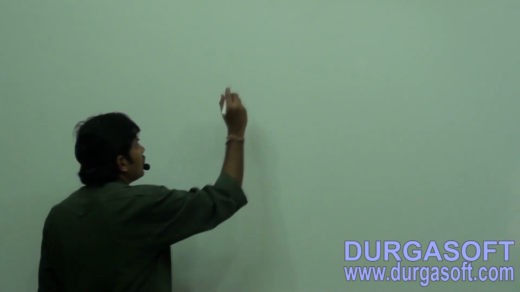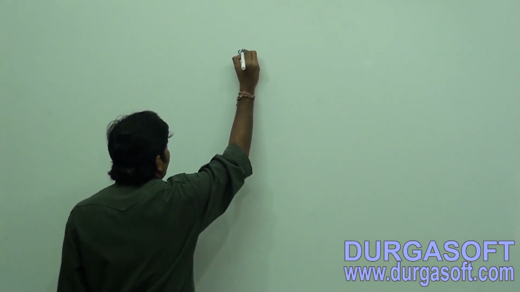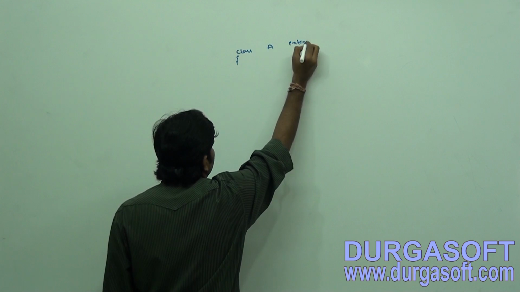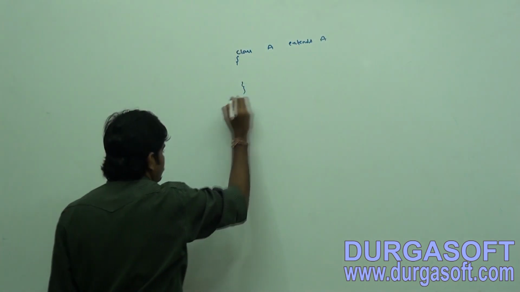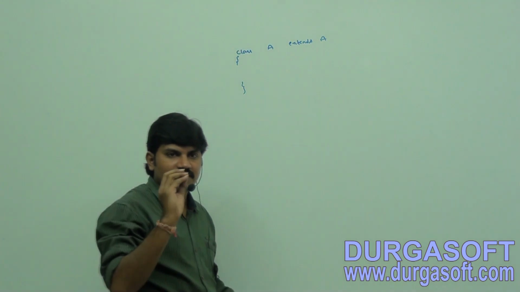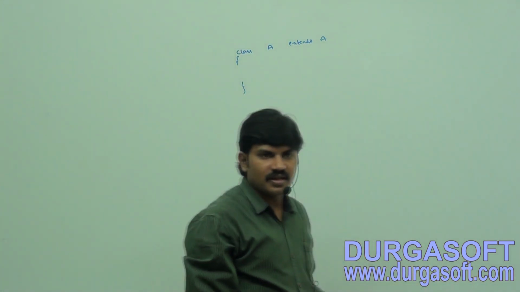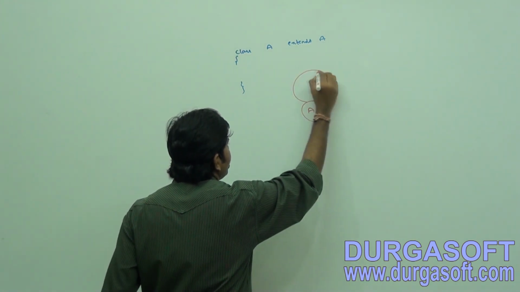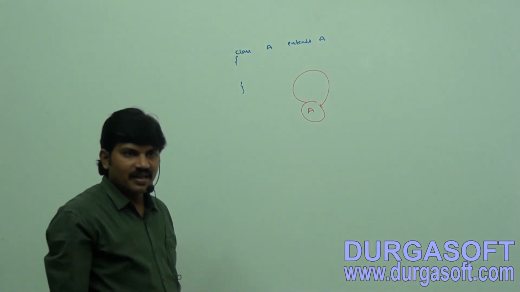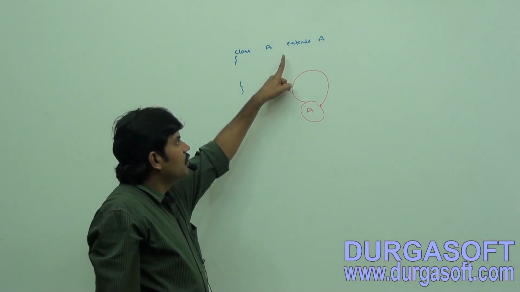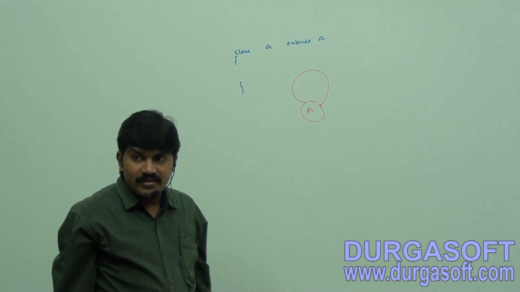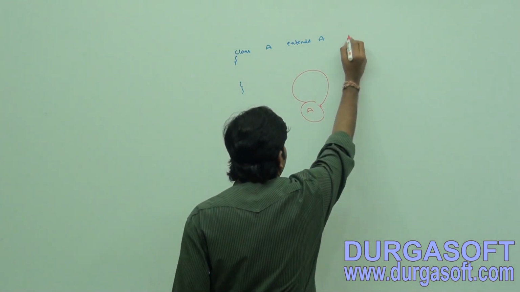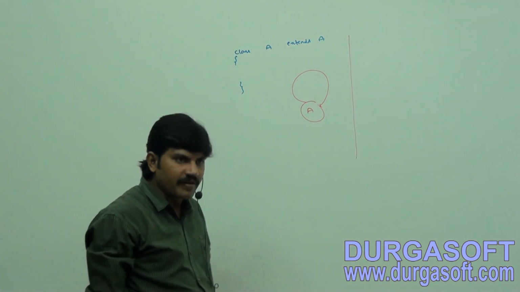Listen to this one: class A extends A. A is nothing but a child class of A. Correct or not? Is it allowed or not allowed? Sometimes there may be a chance of being asked in an interview: class A extends A, every class is the child of the same class. Is it valid or not in Java?